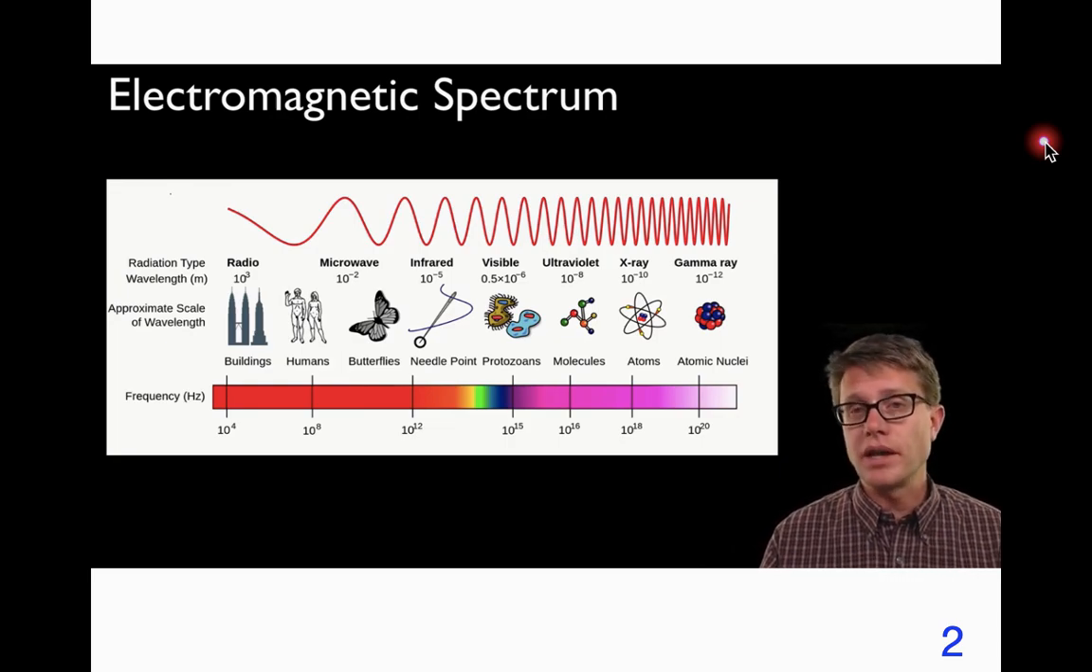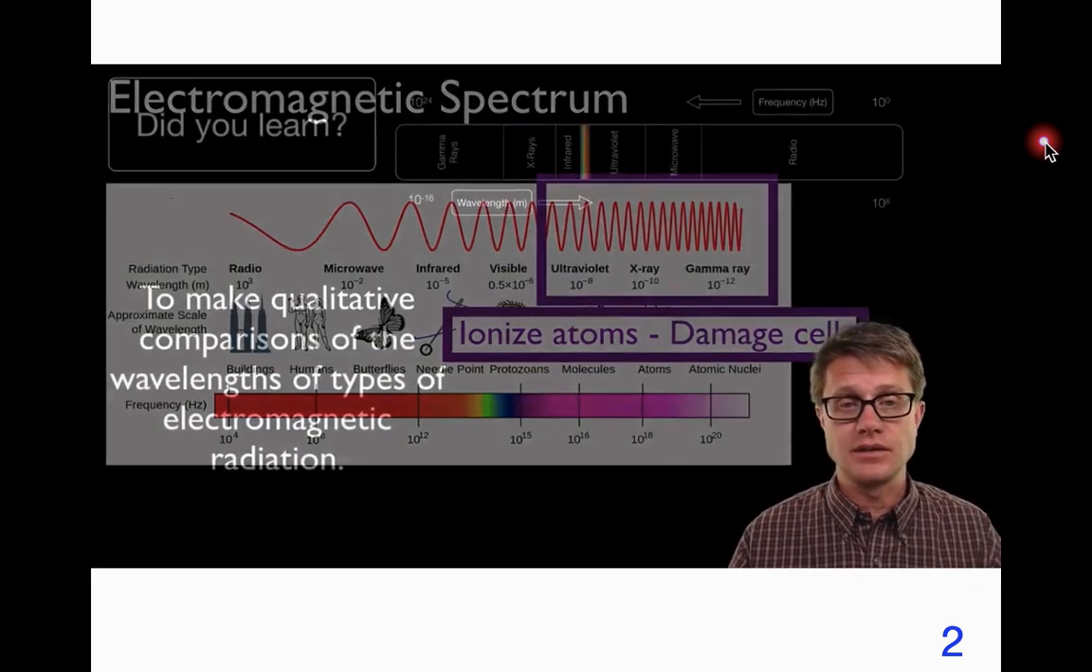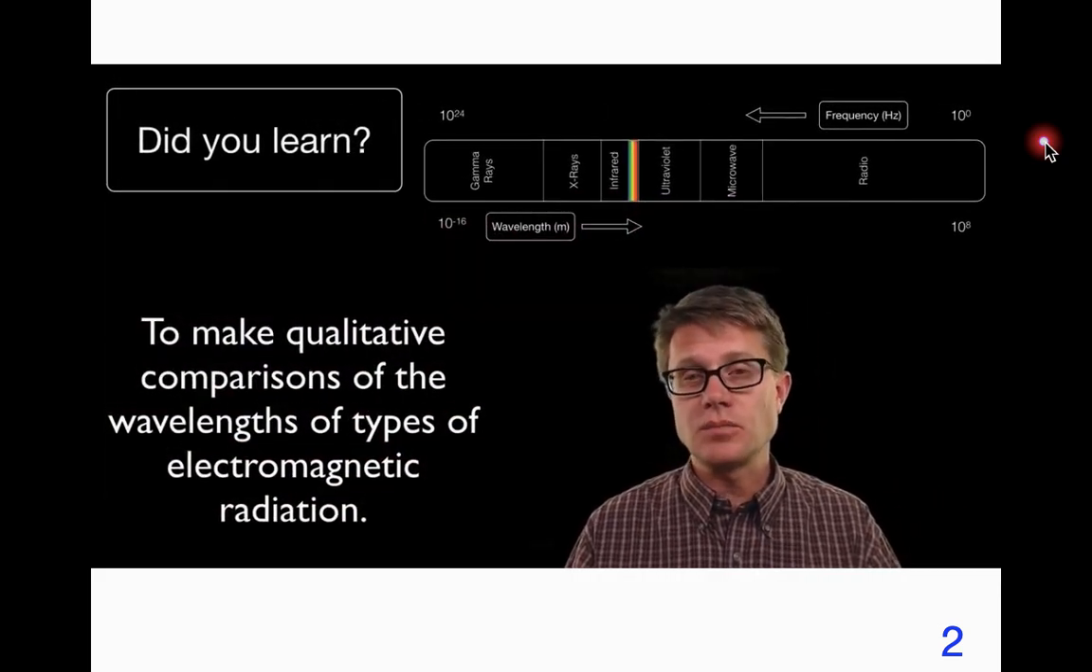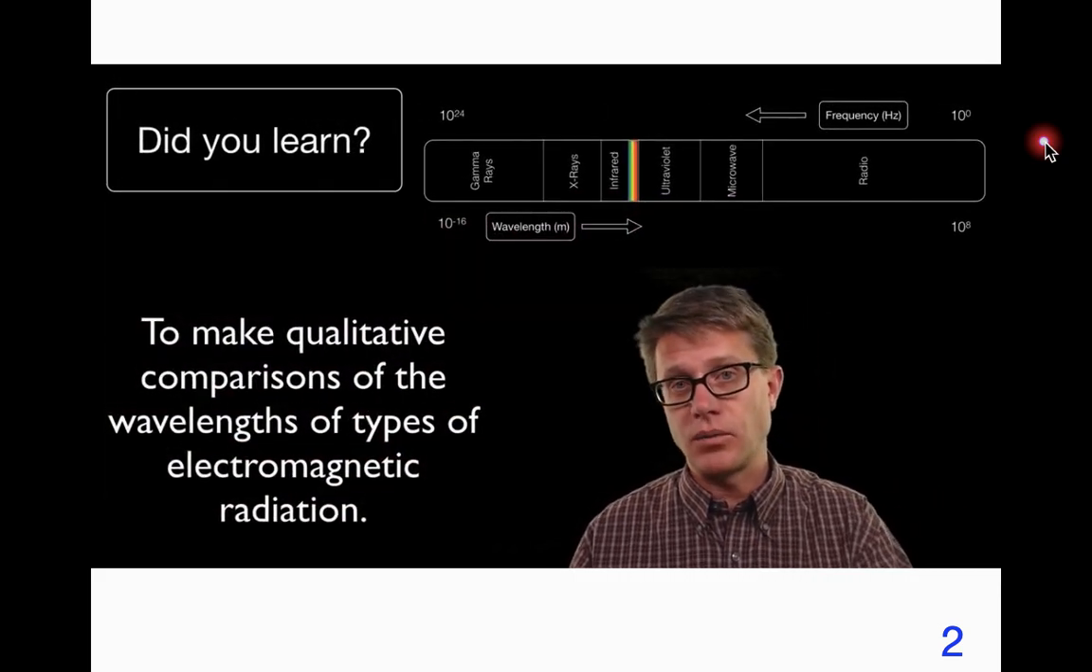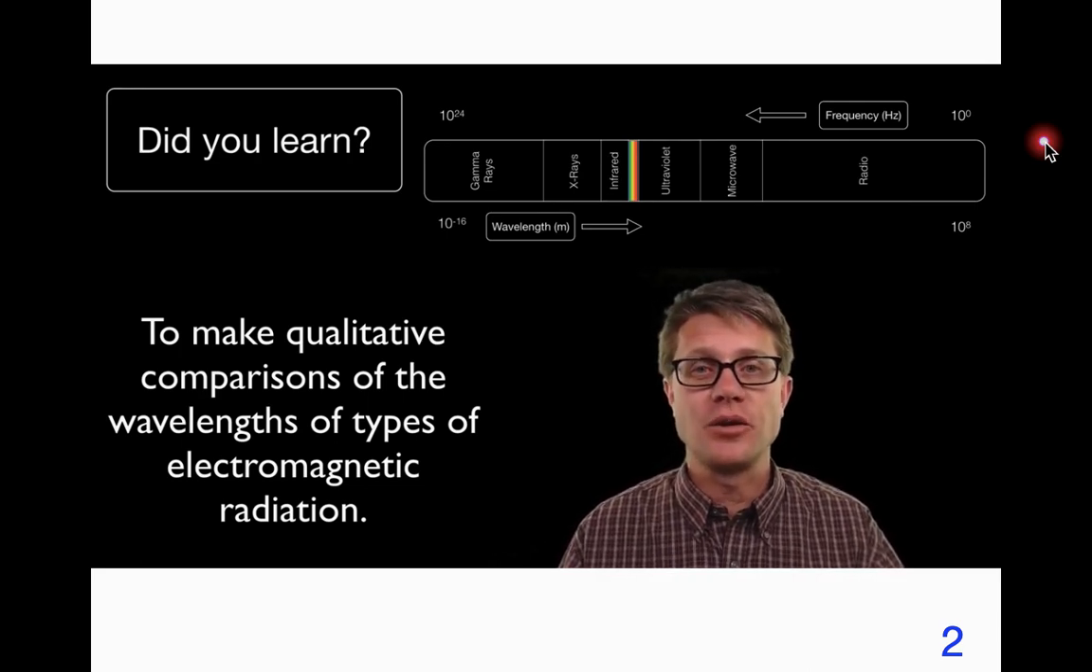So which one would you rather be exposed to? These ones with long wavelength, really, really low frequency, low energy. The ones on the right side are going to be able to damage cells, ionize cells, cause damage to the cells themselves. And so did you learn to just make qualitative comparisons based on wavelength and frequency of electromagnetic radiation? I hope so, and I hope that was helpful.